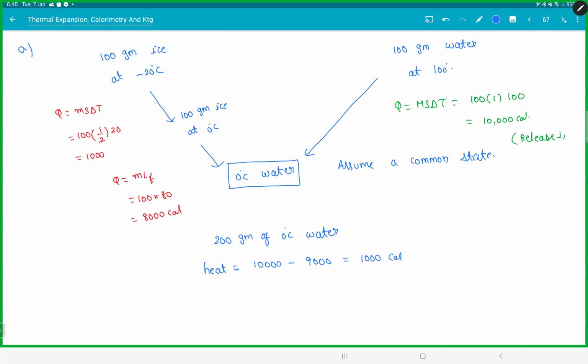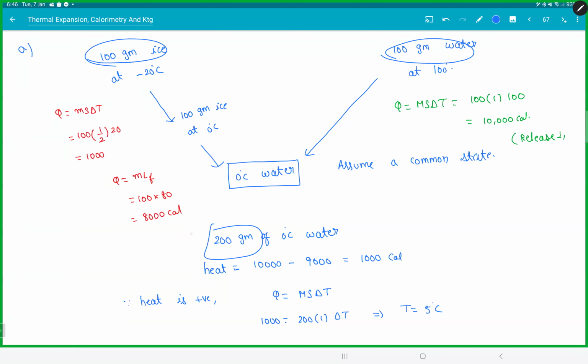Now this is the question. I have 200 grams of water at 0 degrees. You give 1,000 calories of heat. What will happen? Q is positive. Means you're heating the water. Temperature rises. We'll use Q is equal to ms delta T. Now don't forget, how much water is that? 200 grams. It is not 100. 1,000 is equal to 200 into 1 into delta T. So delta T is 5 degrees Celsius. Making sense, everyone? Because when you melted 100 grams ice and 100 grams of water, you got 200 grams of water. Whatever you are giving is for 200. Right, Arush?